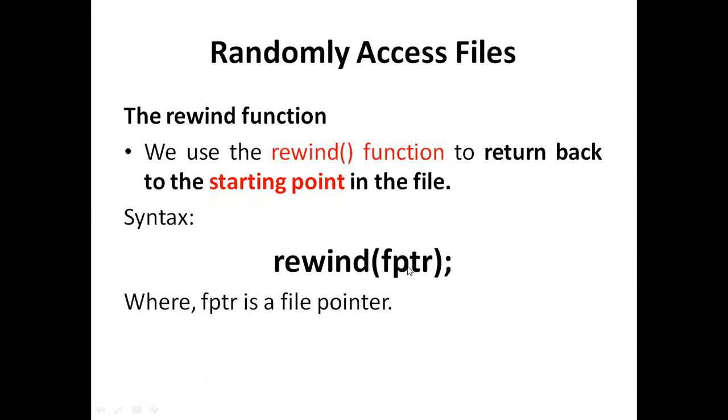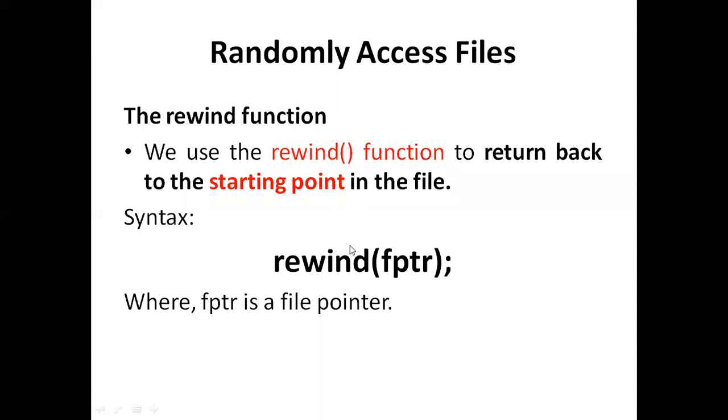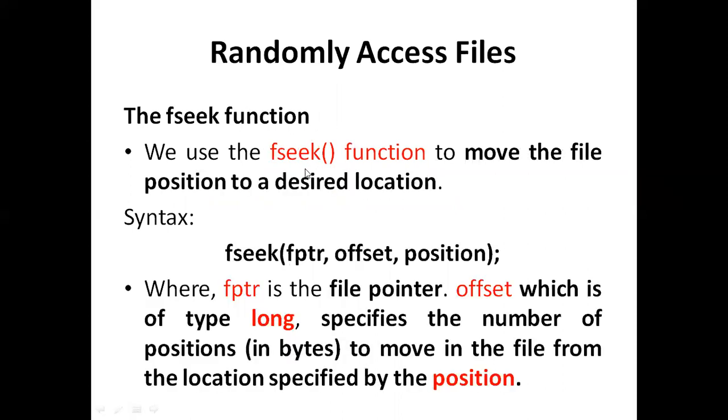File pointer. And next, those two functionalities are going to be used indirectly by using what? The ftell functionality is indirectly being used inside the fseek functionality, not rewind. fseek is what? It moves the file position to the desired location. And fseek contains how many parameters?